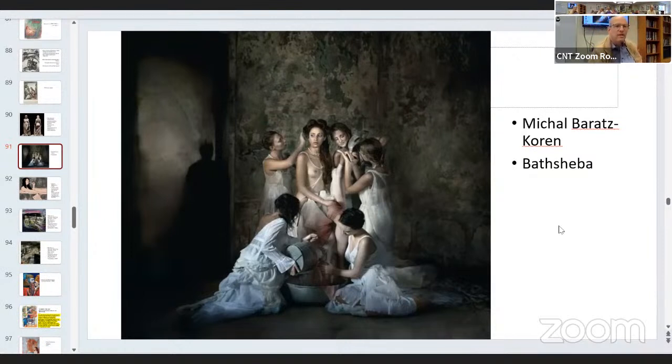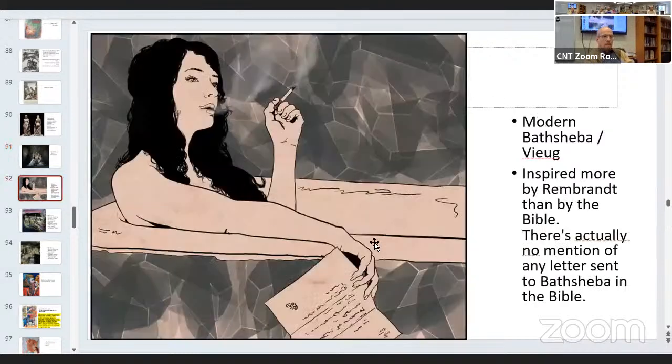Michal Baratz Koren, Bathsheba. She stages women in different biblical stories, and this is a very interesting one, right? This is actually a modern photo, and we see all the workers, the Bathsheba, and how she's groomed by everyone, and she's sort of looking to her destiny.